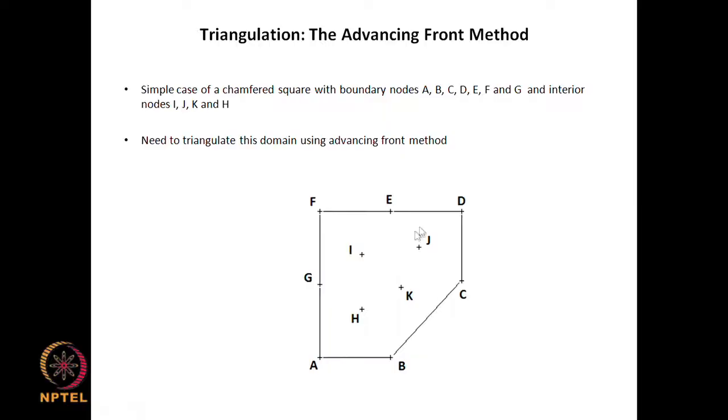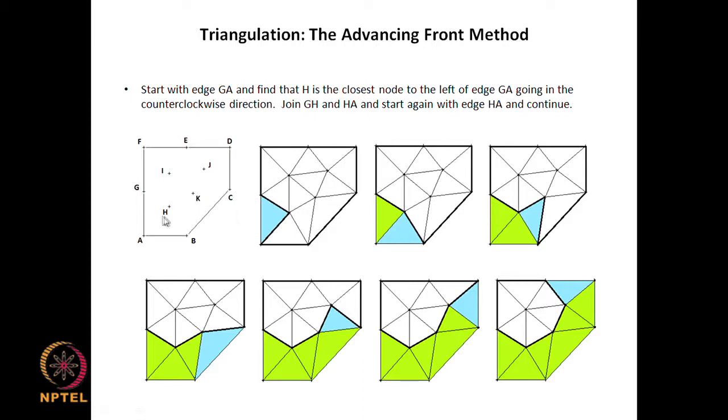In the last lecture we have seen how to do triangulation of a domain using the advancing front method. We took this simple shape of a chamfered square with 11 nodes, including 7 boundary nodes and 4 interior nodes, and we started with the edge GA, and then we propagated through these interior nodes and other nodes, seeking each time the node which is to the left and also closest to the edge that is being converted into a triangle.